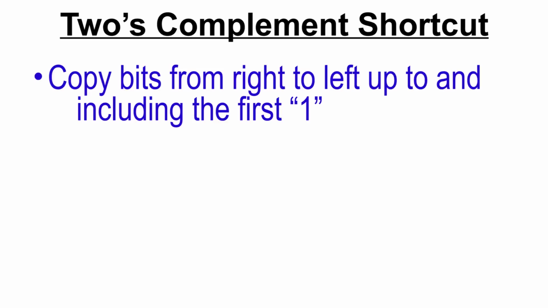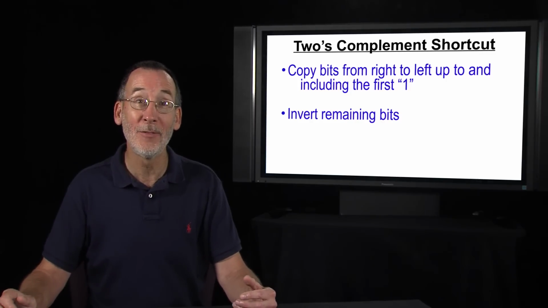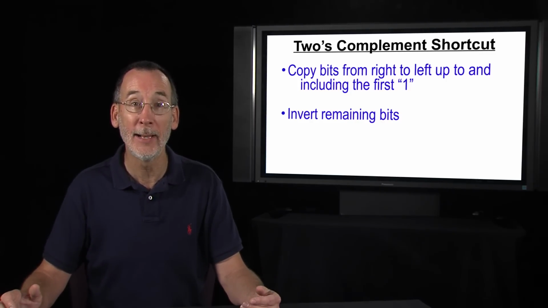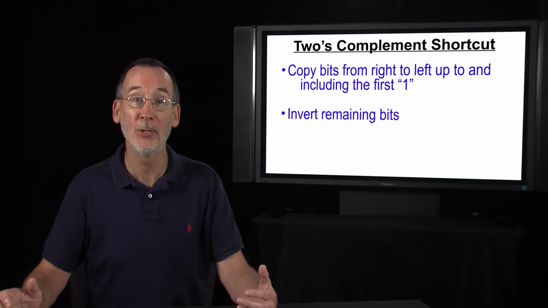Here's a handy shortcut for converting from a positive to a negative number or negative to positive in 2's complement. We copy bits from right to left up to and including the first 1, and then we invert the remaining bits. You'll find sometimes when I do the procedure of inverting all the bits and then adding 1, I get this long carry from right to left, so it takes me a while to do that. And here's an example where that happens.